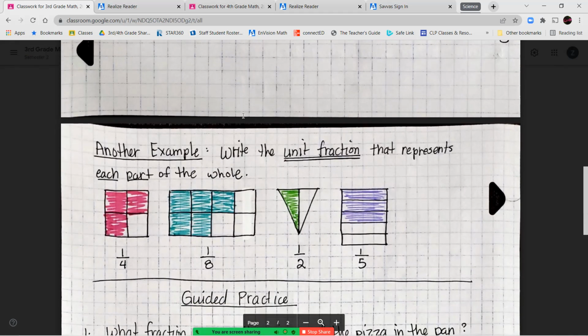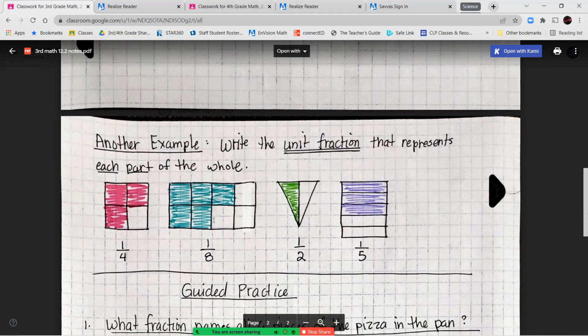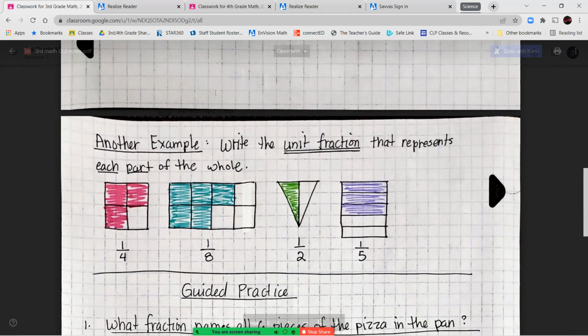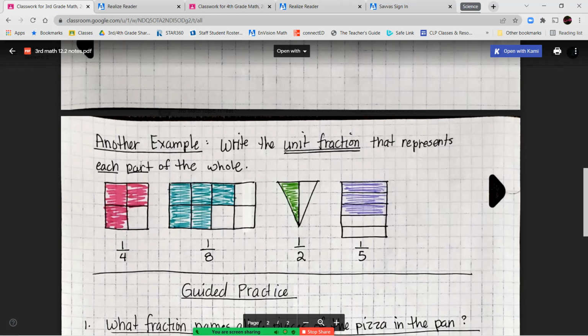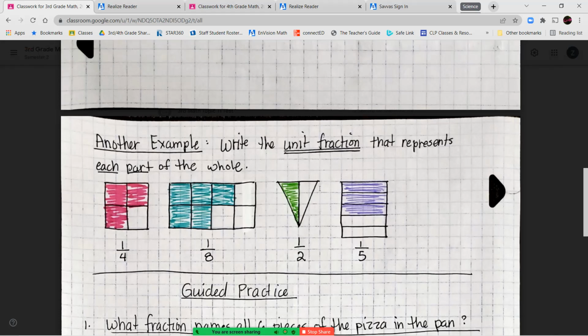Let's take a look at another example. Now here you can see that our shapes are colored in, but the question is asking us something very specific. It says, write the unit fraction that represents each part of the whole. So remember, unit fractions always have a 1 in the numerator, because unit comes from the prefix uni, which means 1. So your numerator, your top number, is always 1. It's showing 1 part of the whole.